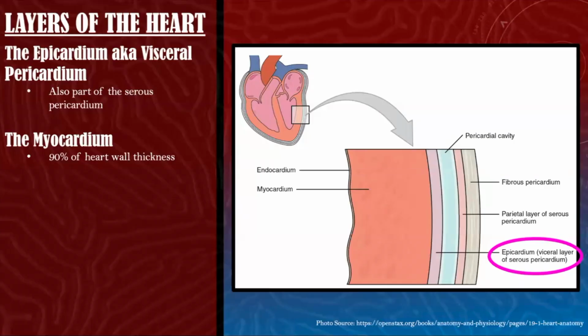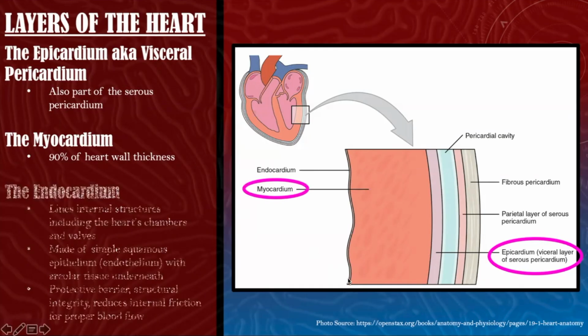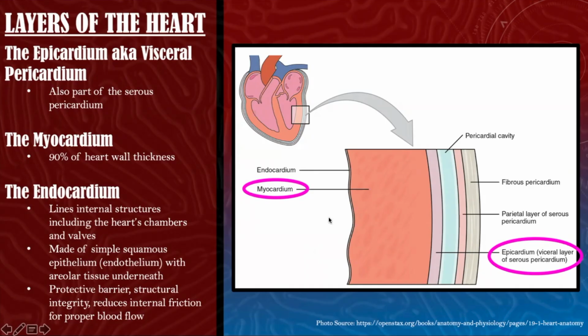And then the innermost layer is called the endocardium. It's this thin layer here that lines the internal structures, including the heart's chambers and valves. And it's made up of simple squamous epithelium or endothelium with areolar tissue underneath. And it serves as a protective barrier, helps with structural integrity of the heart, and reduces internal friction inside the heart for proper blood flow.